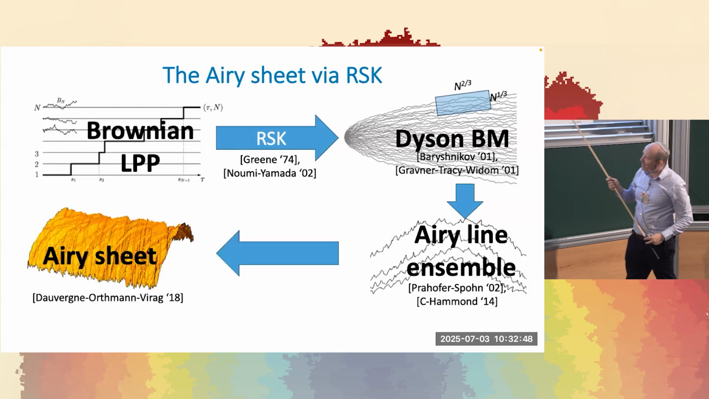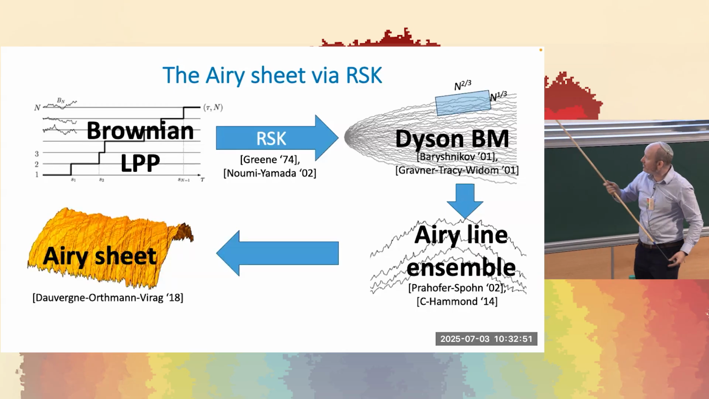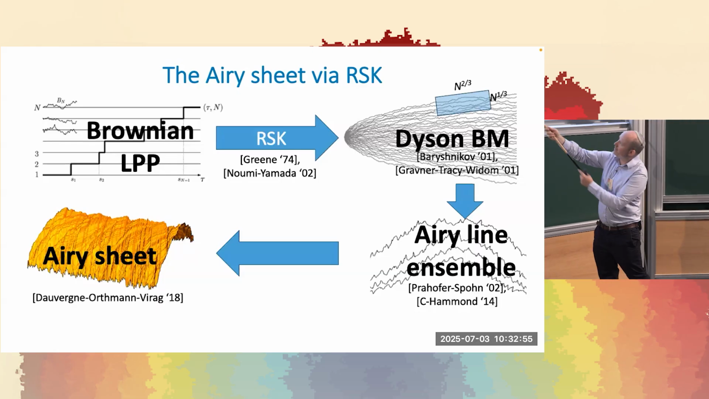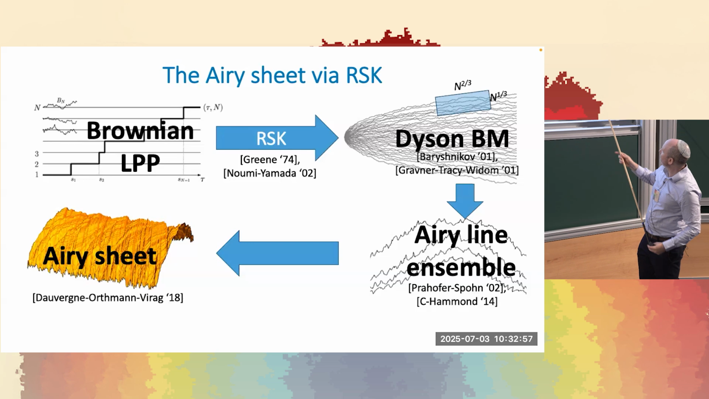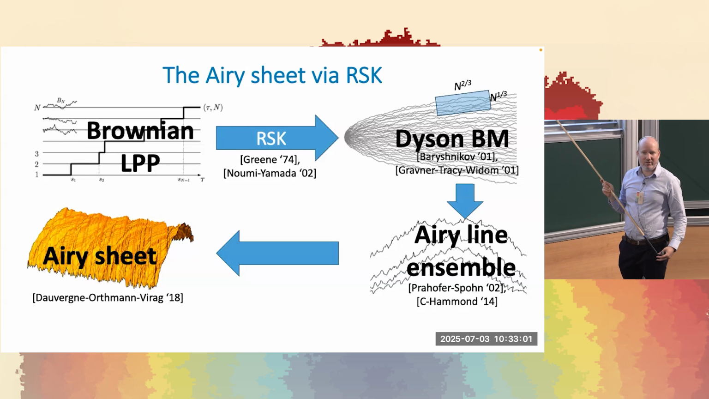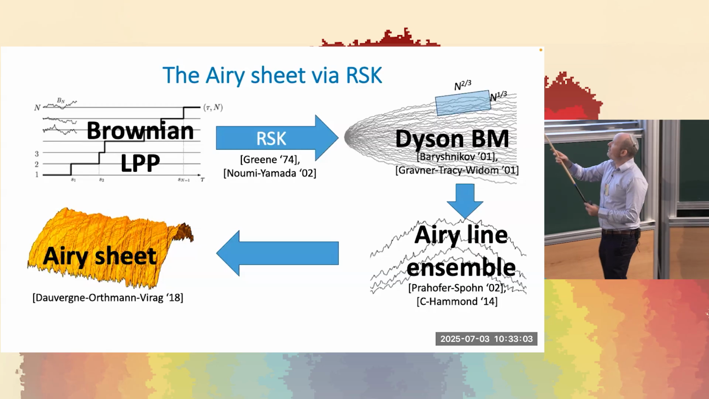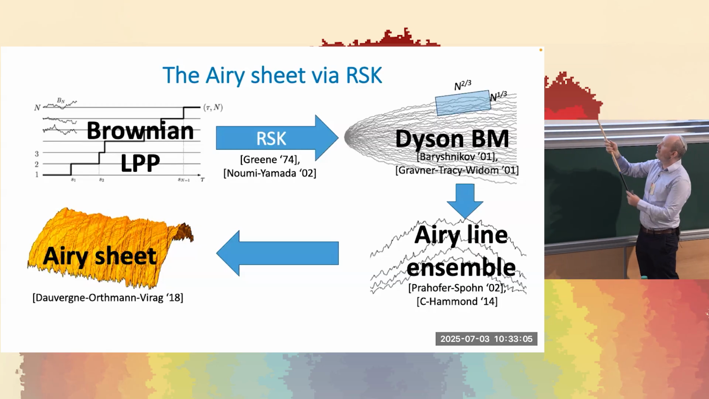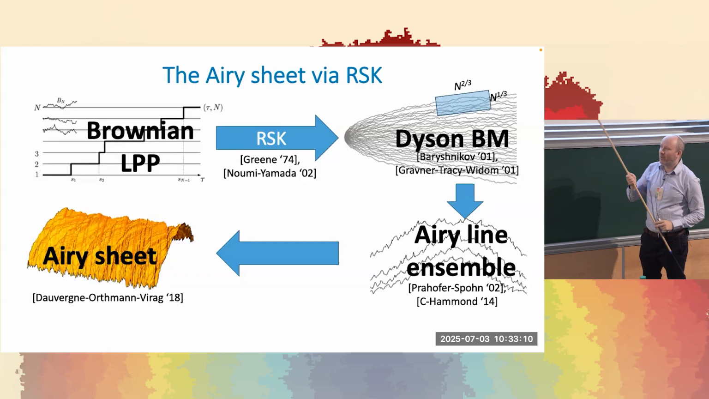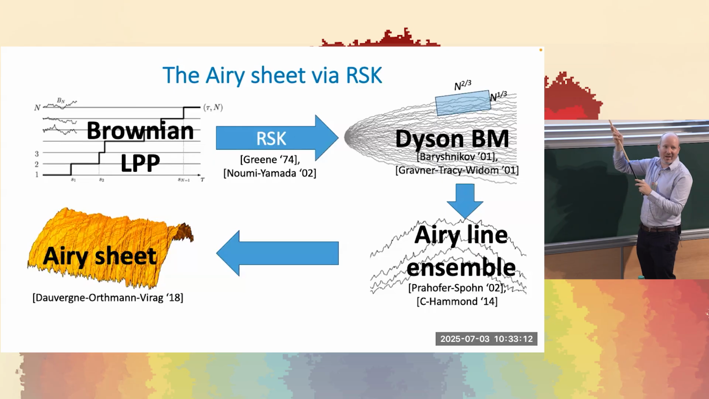So when you put it all together, and this is what the work of Dauvergne and Virág did, you get that the scaling limit of this Brownian LPP as you vary the starting and ending point is given by a variational problem in the Airy line ensemble. So here, the thing that played the role of this exponential factor, this e to the minus tx of Feynman, was this push forward under RSK.